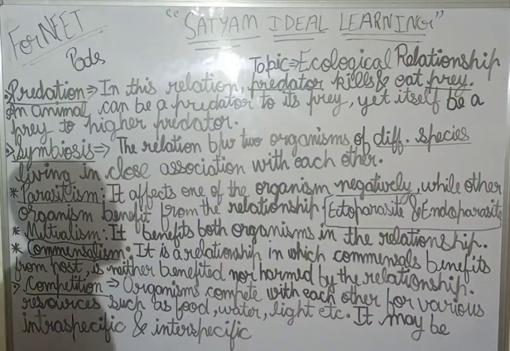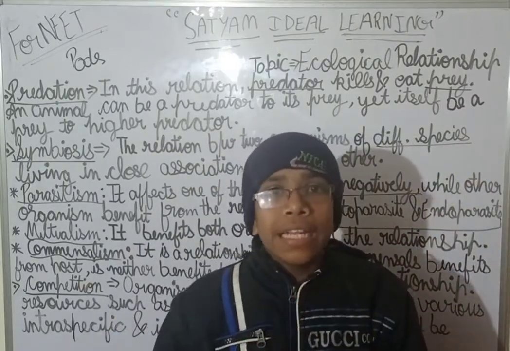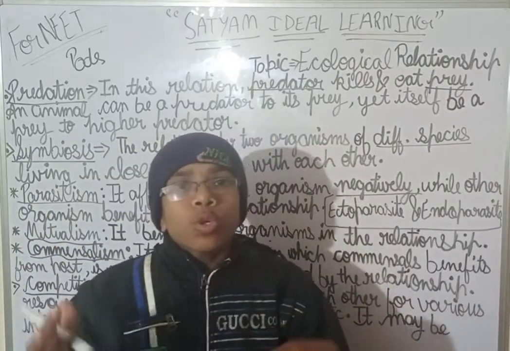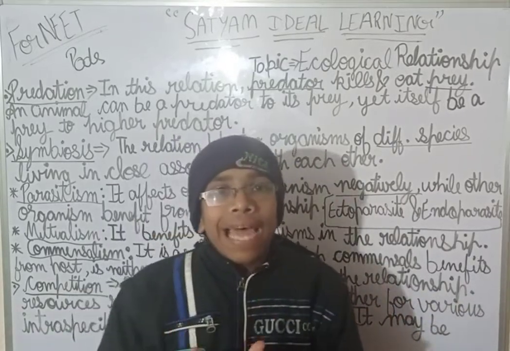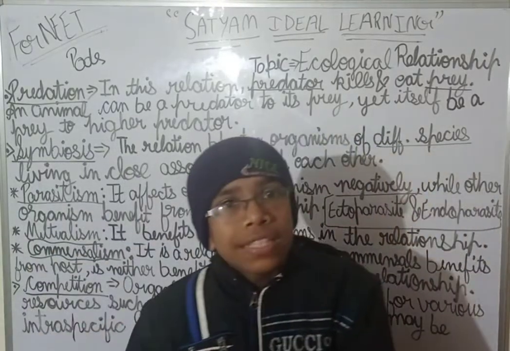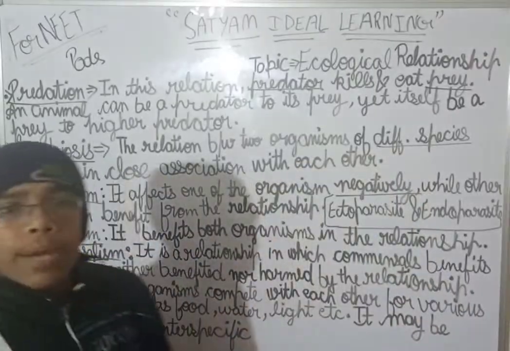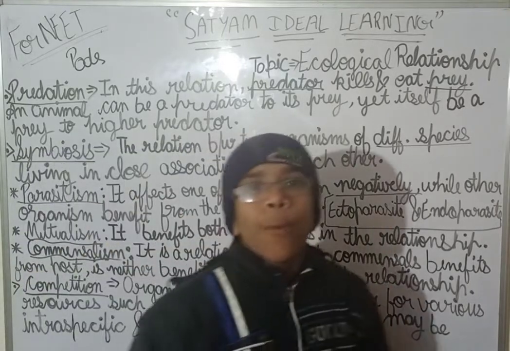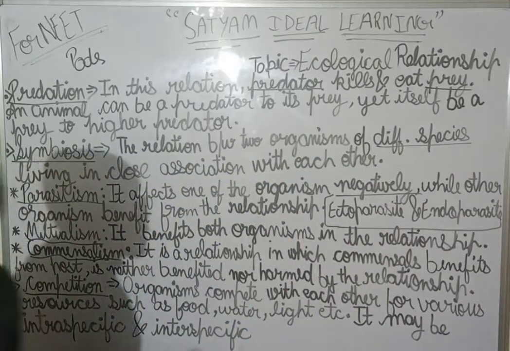Now what is the relationship between the clownfish and the sea anemones? The relationship is that, see, the sea anemones will provide protection to the clownfish with the help of the stinging cells, cnidocytes. Clear this thing?